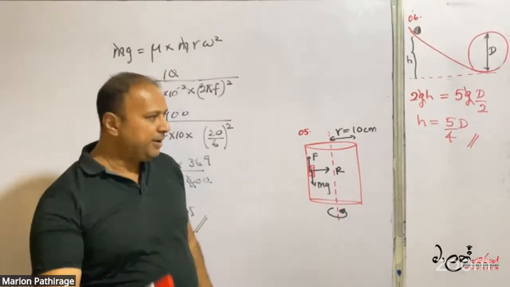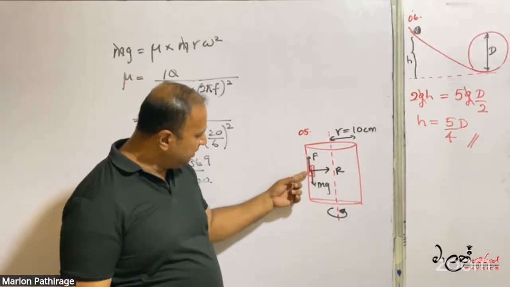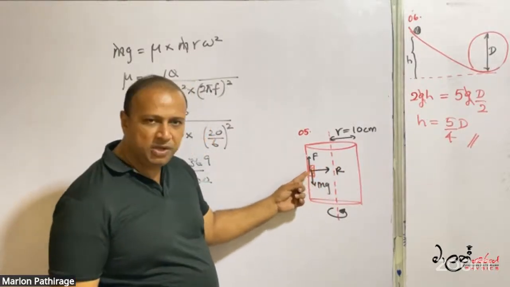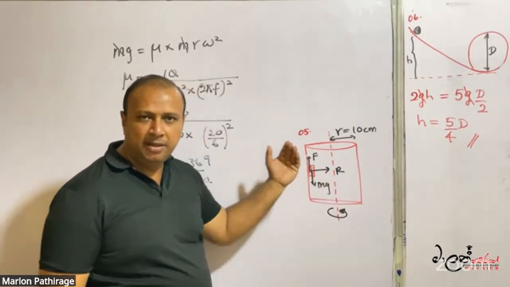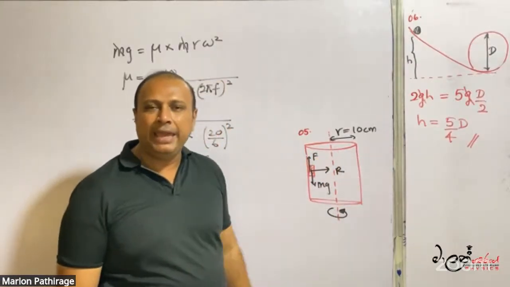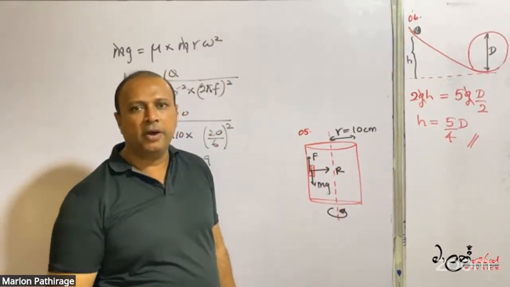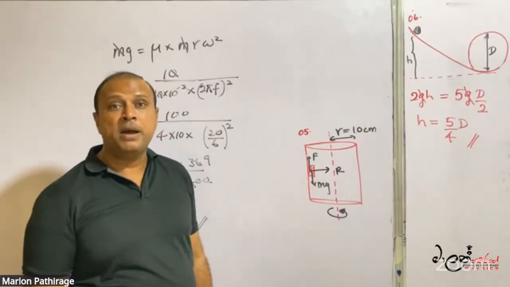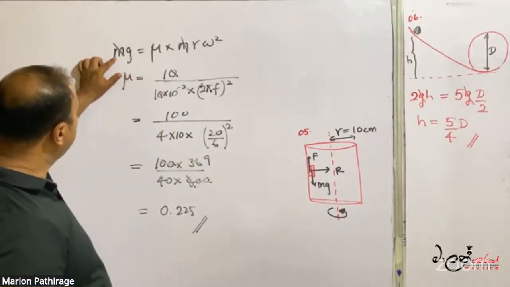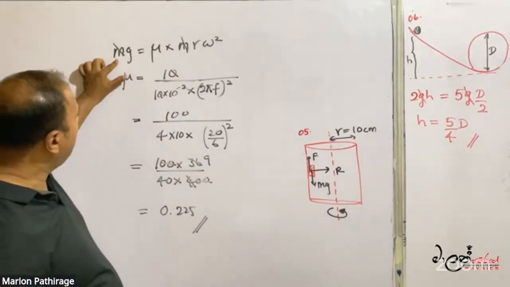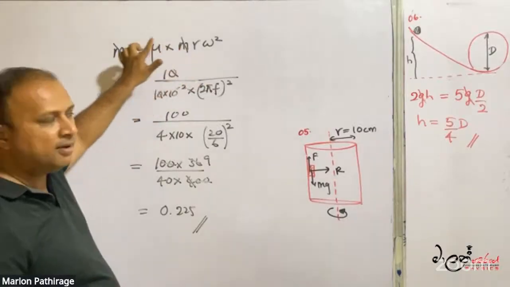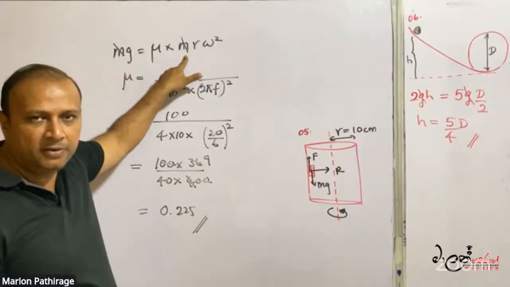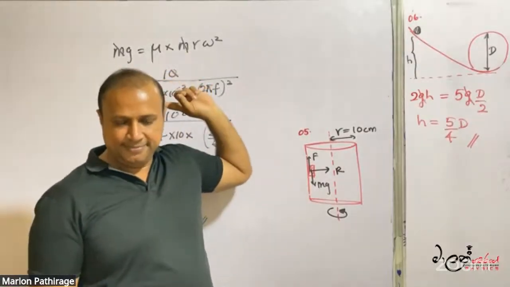Now, how to determine R? R means this one. This is the centripetal force of this object. So, centripetal force is equal m v squared over r, or m r omega squared. Therefore, R is equal m r omega squared. Friction force F is equal mu R. F is equal mg. Here mu R is equal the centripetal force. Is that clear?